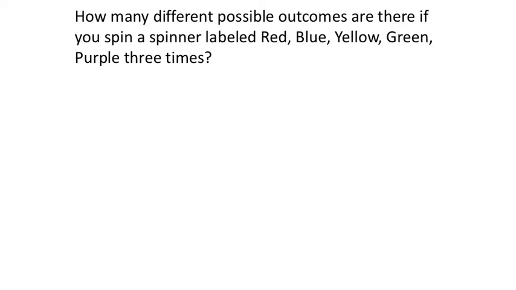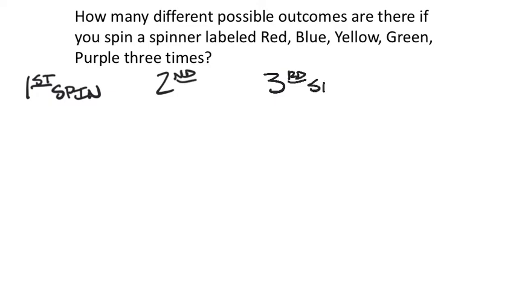So on this one, how many different possible outcomes are there if you spin a spinner labeled red, blue, yellow, green, purple 3 times? Now this one's a little bit different than the last problem. Okay, now not just because there's not 4 positions, but and then there's spinners. So you got the first spin, right? Then you're gonna have the second spin, and you're gonna have your third spin.